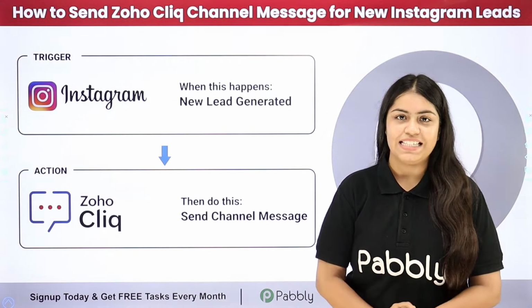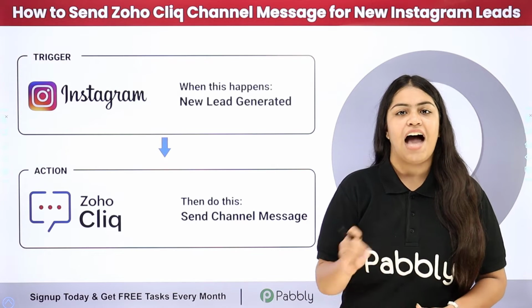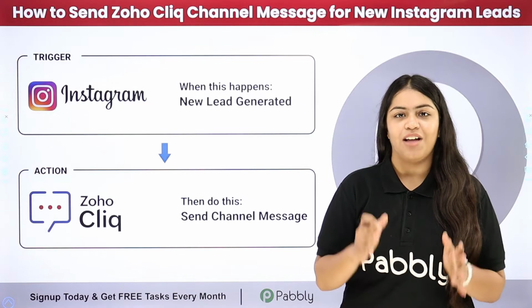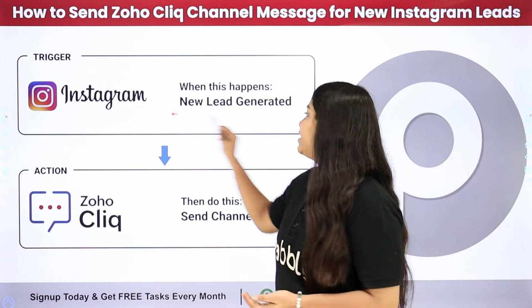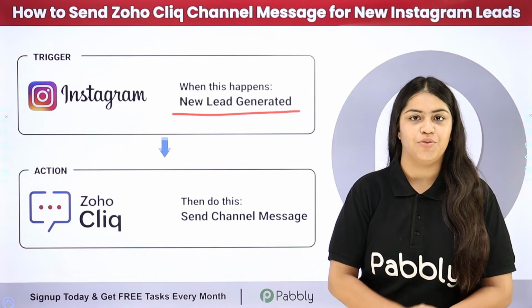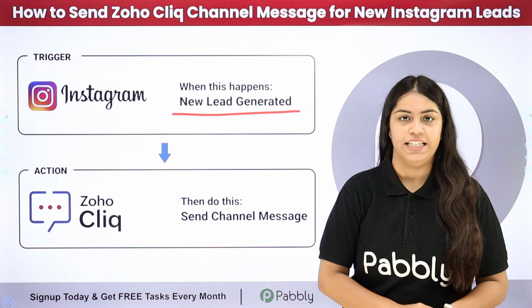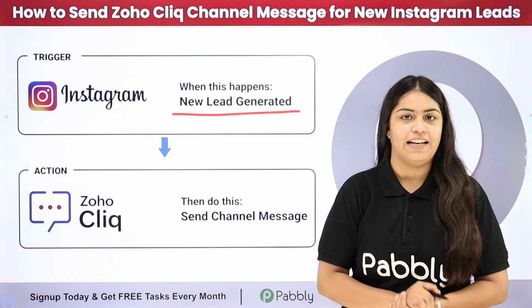So over here, I'm doing the same. I'm running a sports training center, and to grow and promote my center, I use Instagram lead ads. So now what I want is that as soon as a new lead is generated through my Instagram lead ads, automatically an automated message should be sent to my channel on Zoho Cliq, notifying my team about the new lead so that we can follow up quickly and efficiently.